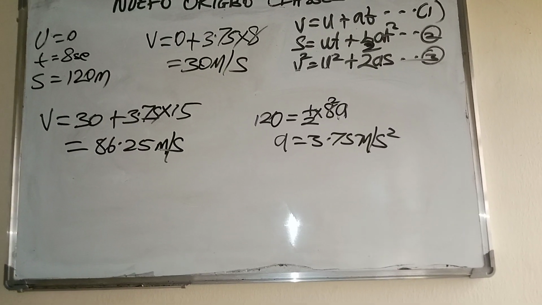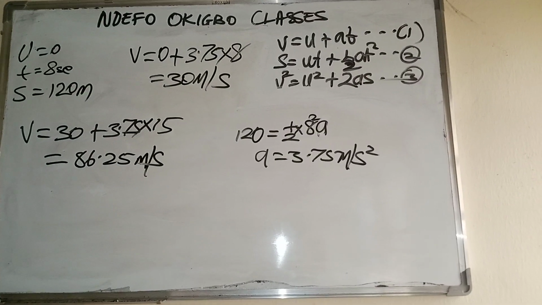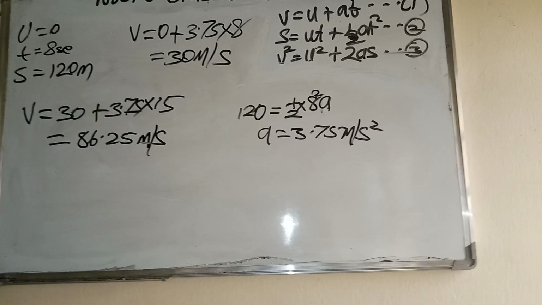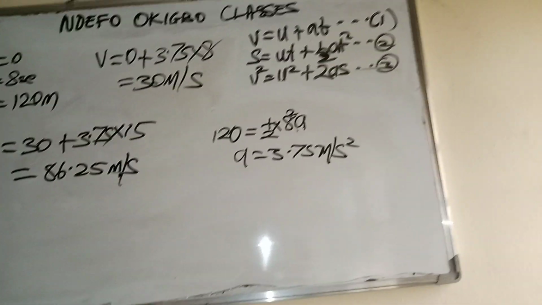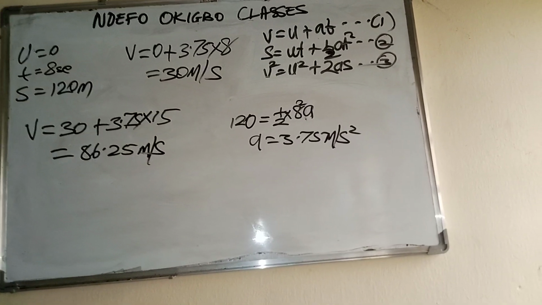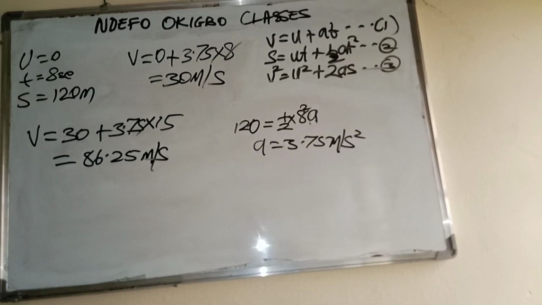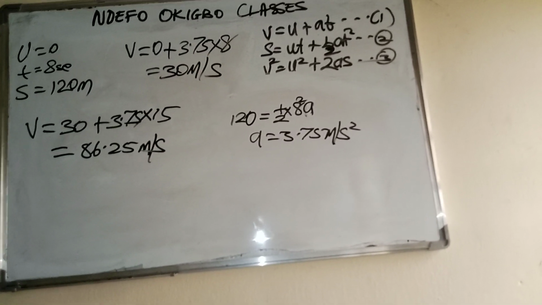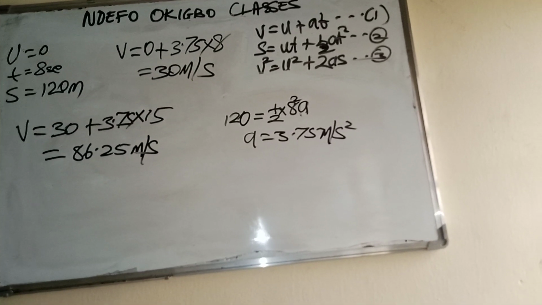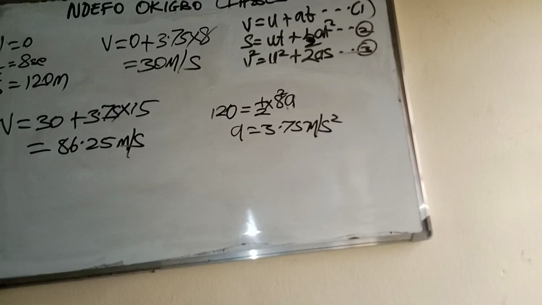We got the velocity made at 8 seconds. We are now told to get the velocity made at 15 seconds. Now look at how the question sounds. The question said, an object with uniform acceleration traveled 120 meters within 8 seconds, starting from rest. So it started from rest. What is its velocity 15 seconds after it started moving?